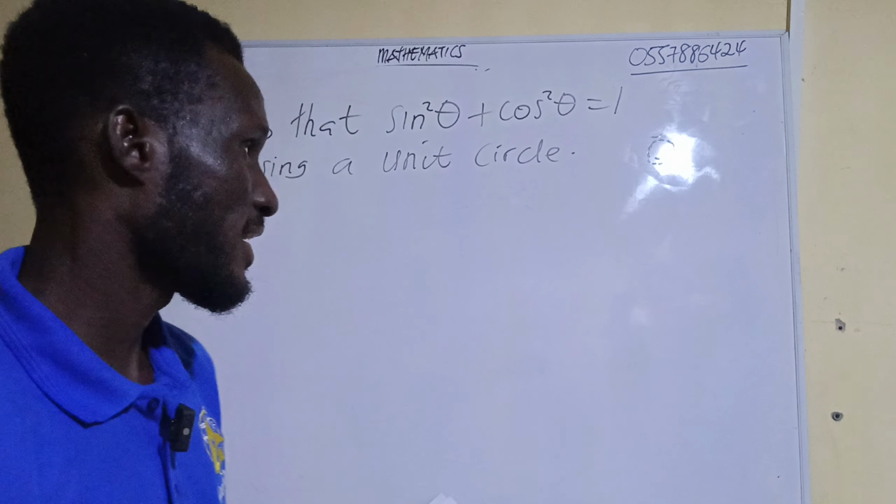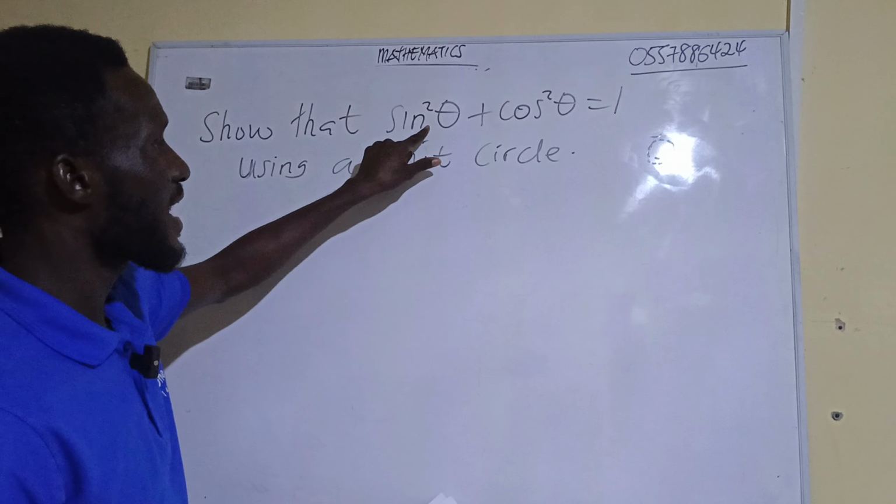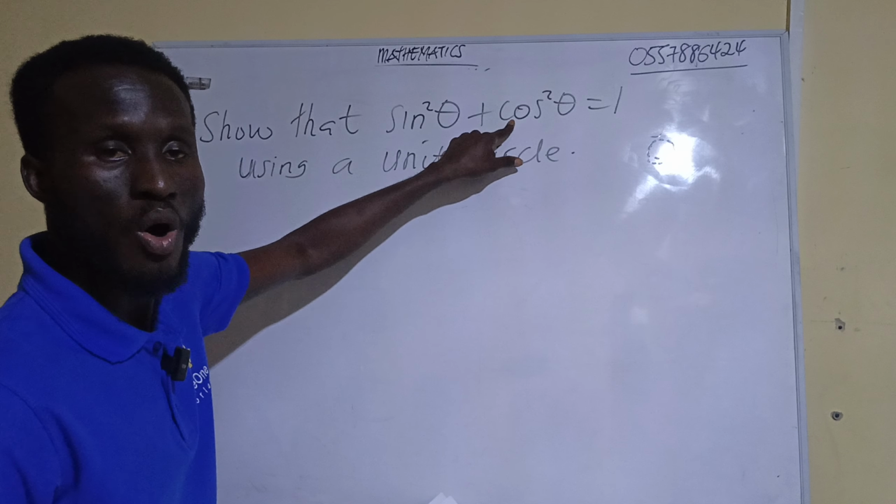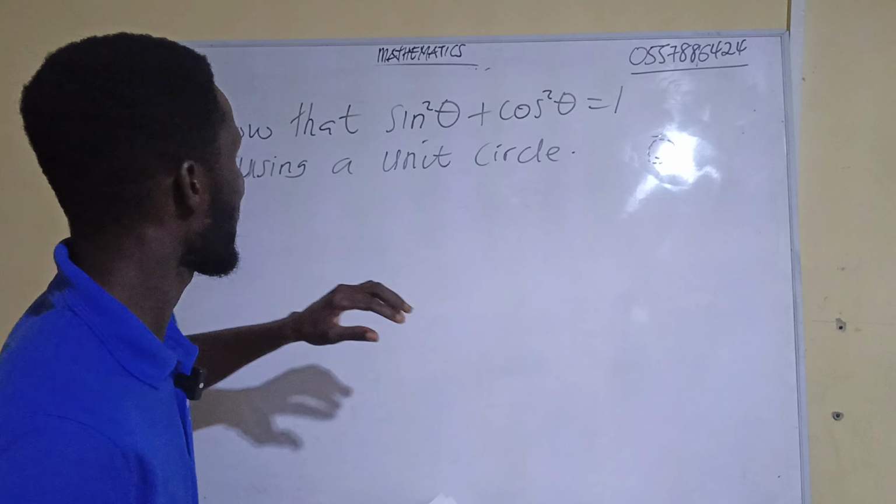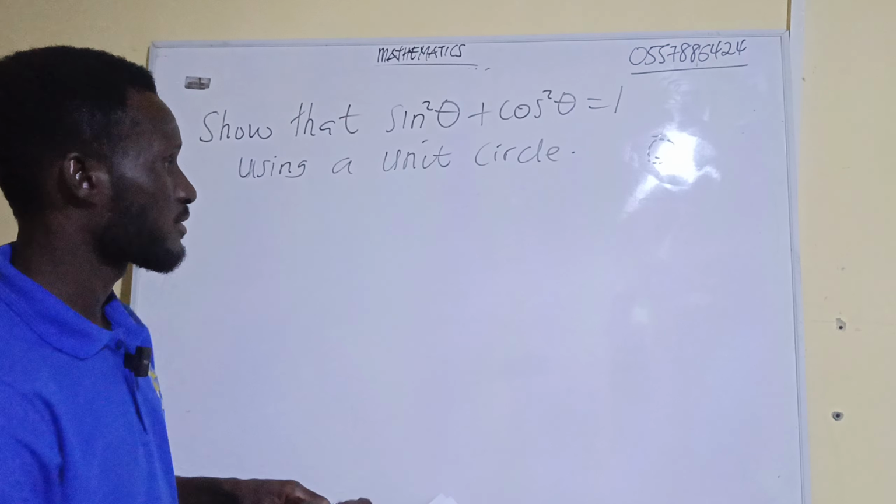Now, let's look at this particular question. Show that sine squared theta plus cos squared theta is equal to 1 using a unit circle. Now, solution.